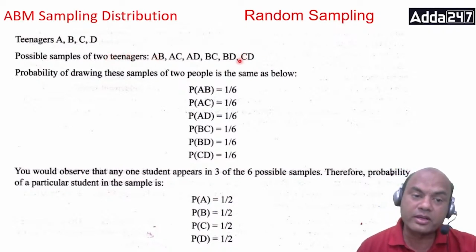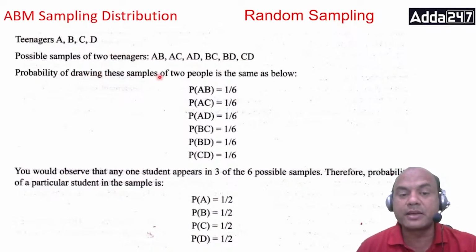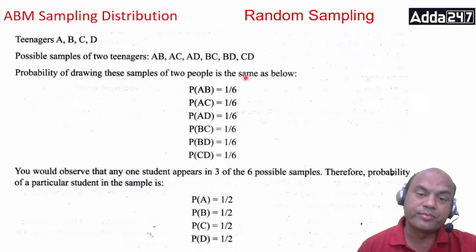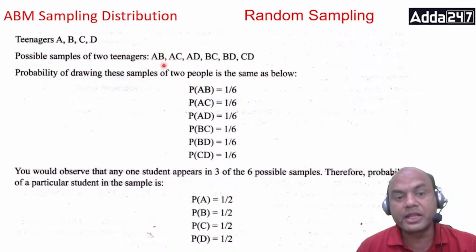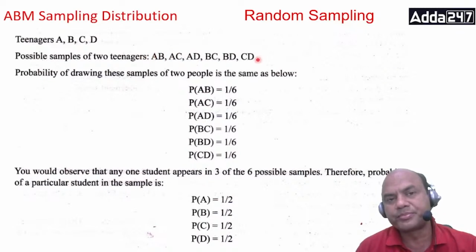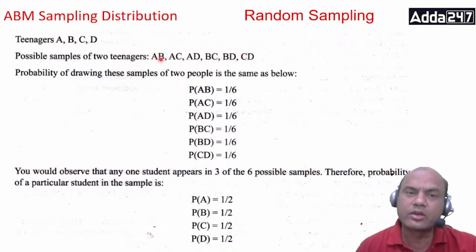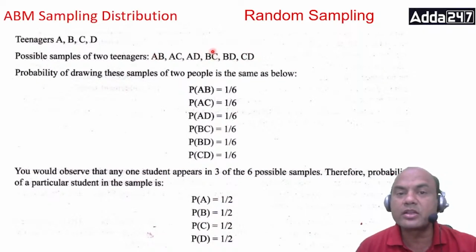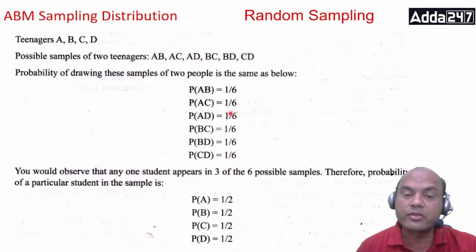Now the question is that the probability of drawing these samples of 2 people is the same. Suppose I close my eyes and tell them to stand in these groups, and select any group, BC or BD or AC. What is the chance? Suppose I want to select BC. Out of these 6, BC can be selected in only one way. So look at this, the probability of BC is 1 by 6. Similarly for others, CD can be selected in only one way. So for any group, the probability is 1 by 6.